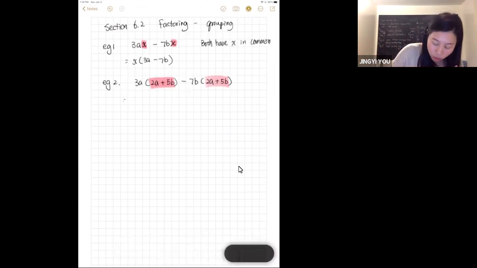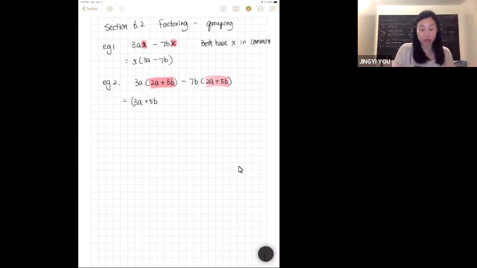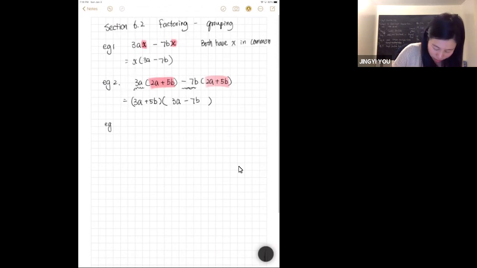So if we pull out 2a plus 5b, remember the whole thing, that's why we need to add parentheses. What's left? What remains? We have 3a and then 7b. Is that it? No, we still have the negative sign. Always remember and be mindful about the sign. It's negative 7b. So I have (2a plus 5b) times (3a minus 7b). That's called factor by grouping. So let's do another example.